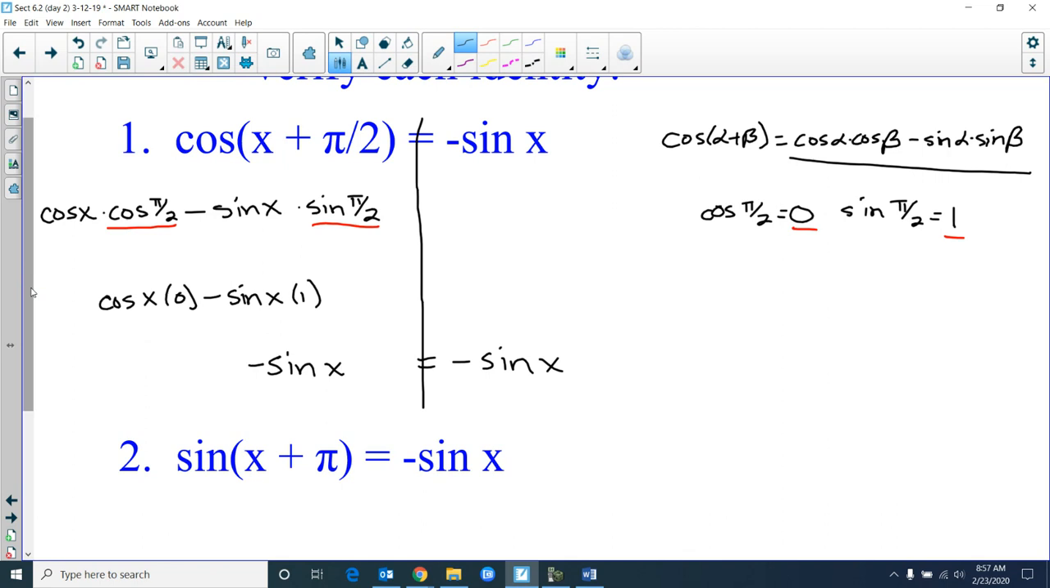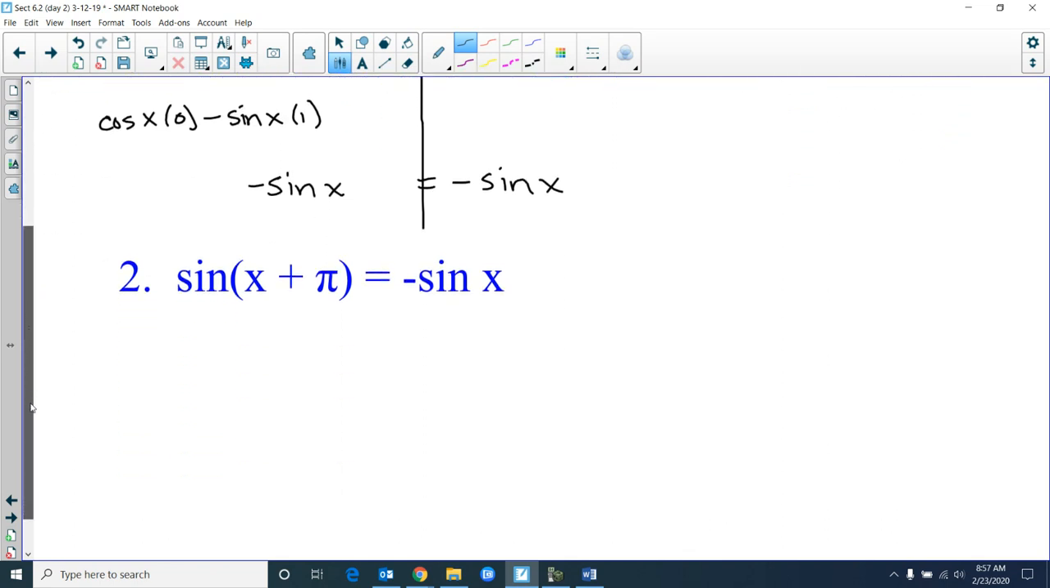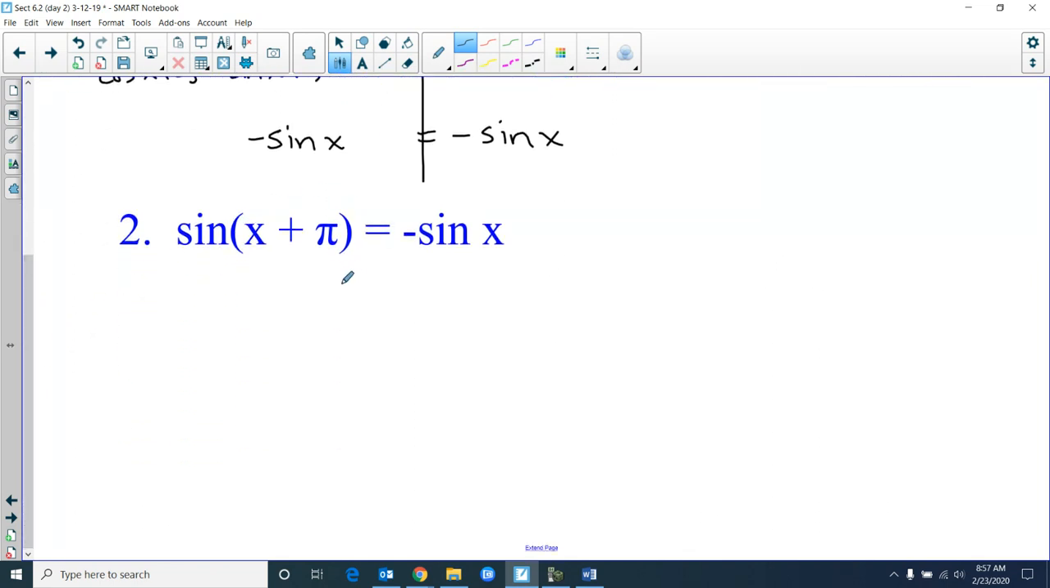All right, try this one. Sine of x plus pi equals negative sine of x. So it equals the same thing. We just need to go through the formula and verify.